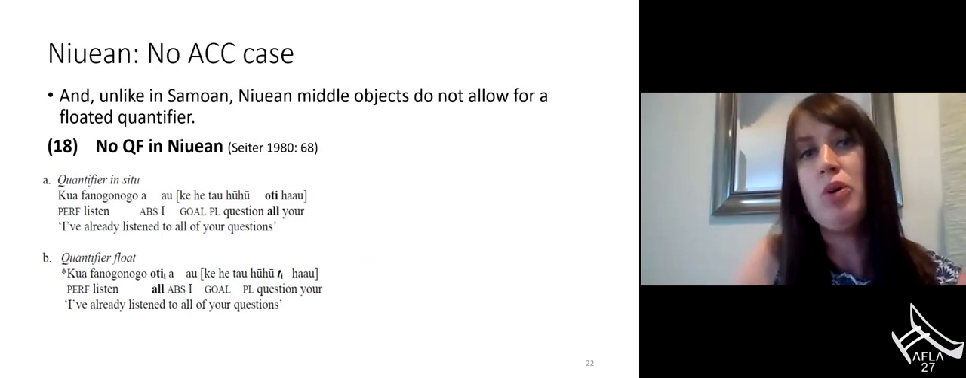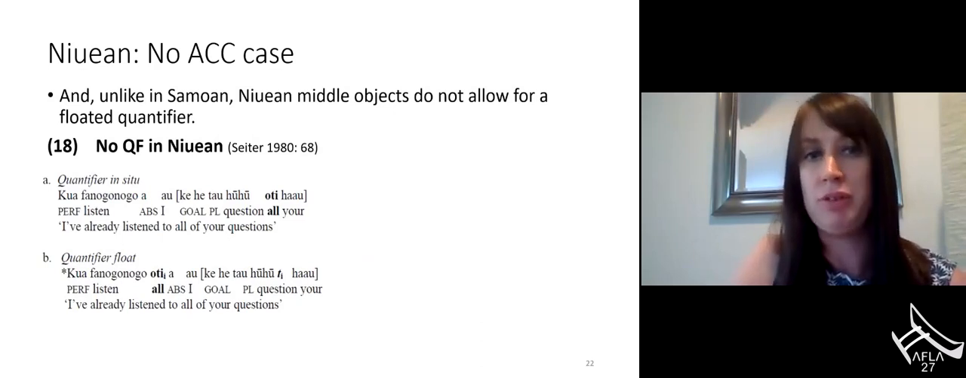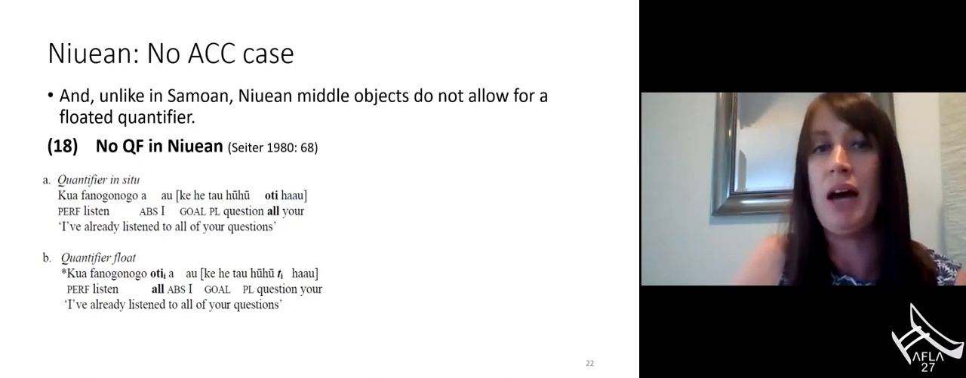Furthermore, unlike in Samoan, Niuean middle objects don't allow for a floated quantifier. So here we're seeing another difference between the patterning of middle objects. If you want to say something like what we see in 18, I've already listened to all of your questions, you have to leave the object quantifier in situ. You can't float it as in 18b.